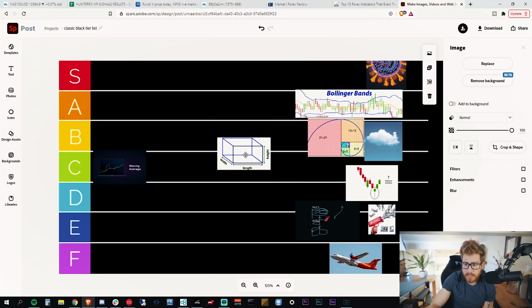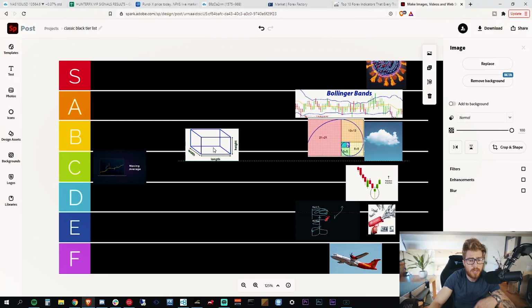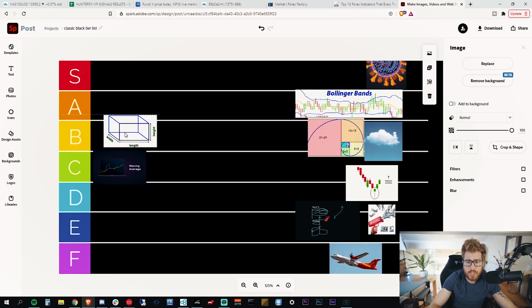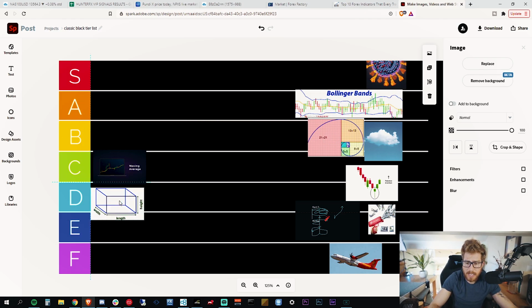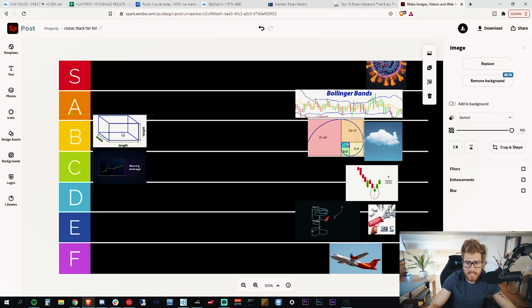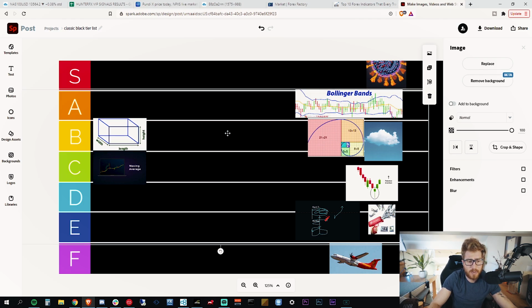So I think we can put volume as a bit more useful than a moving average, and we'll put it at maybe a B, I think, because the volume is actually quite helpful in seeing how much pressure is in the market, but it's not good at trading itself. It can't give you any entries. It can't tell you the bias. It can't do anything other than tell you how many people are trading at that time.